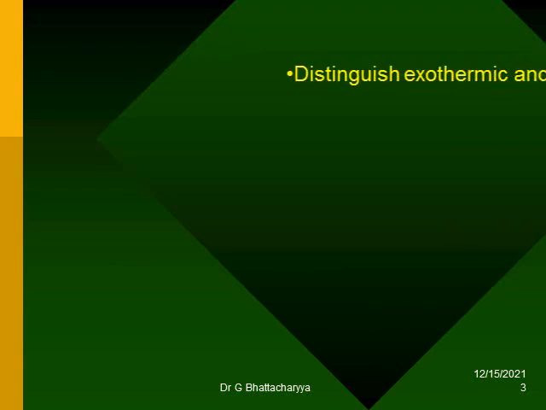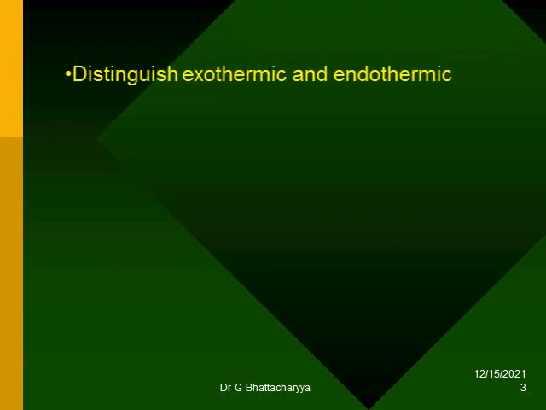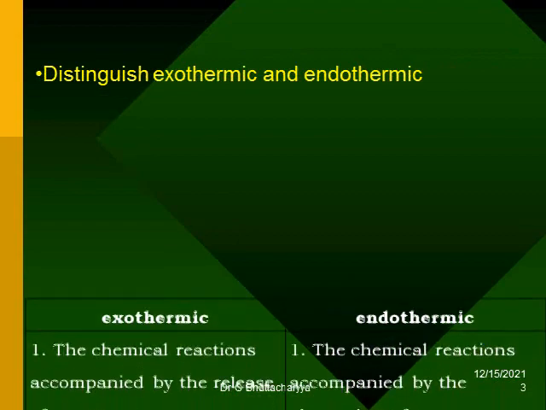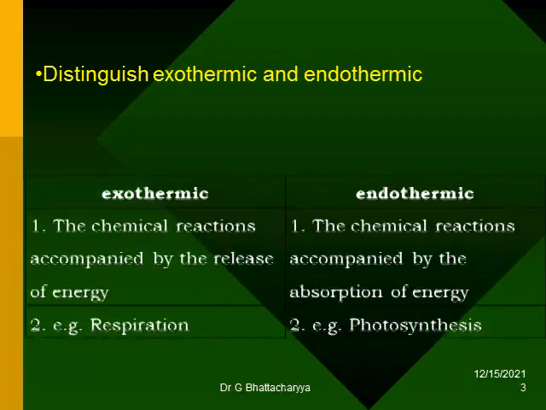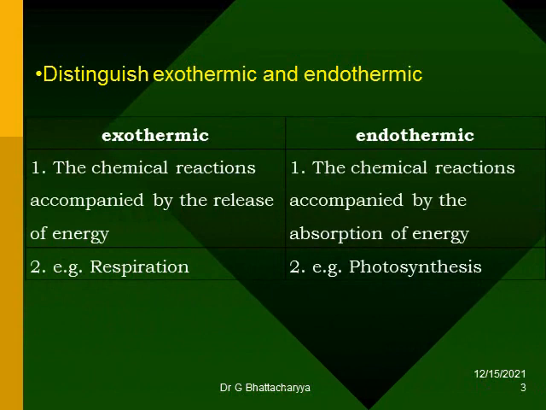Distinguish exothermic and endothermic. To write this answer, make a table, 2 columns, one exothermic, another endothermic. Exothermic, first point, the chemical reactions accompanied by the release of energy. Endothermic, first point, the chemical reactions accompanied by the absorption of energy. Exothermic, second point, respiration is an example. Endothermic, second point, photosynthesis is an example.